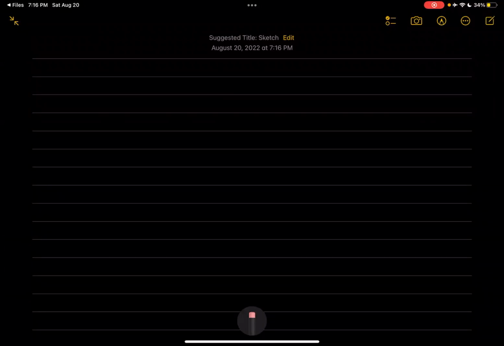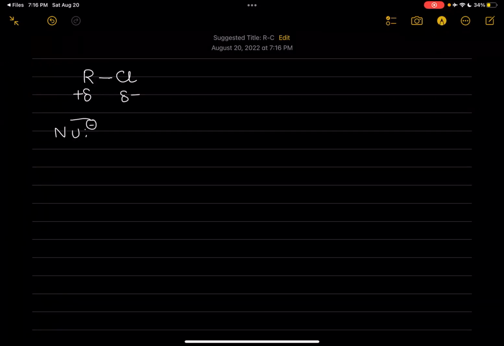If you compare it with RCl, which is a normal aliphatic halide like methyl chloride or ethyl chloride, it will have a partial positive charge on the R and a negative charge on the Cl because of the electronegativity difference. The carbon of the R, being partially positive, will be attacked by the electron-rich species, the nucleophile, which is OH minus in this case, and the Cl minus will be forced to come out. Cl minus can come out very easily because it is a good leaving group. In NaCl we observe that it is very stable.